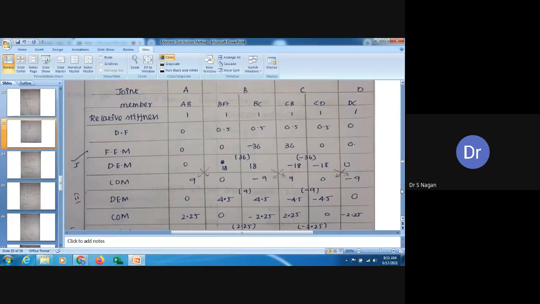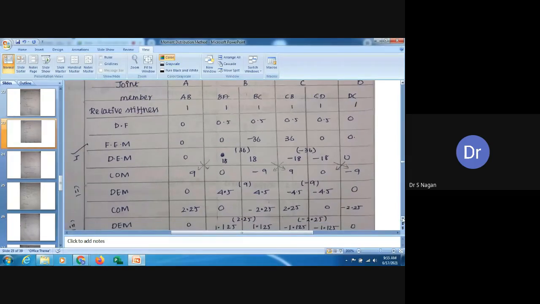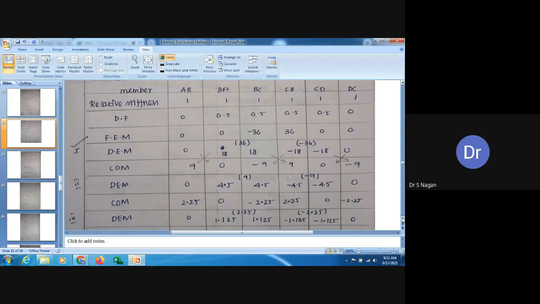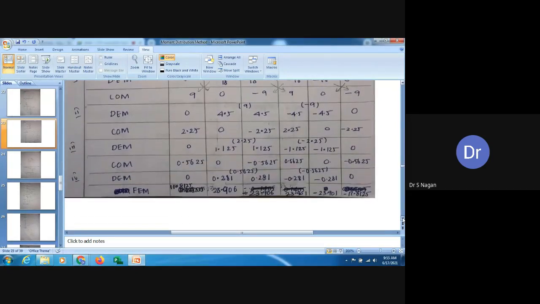Now, after final end moments, we should tell them how to draw the bending moment diagram. That is more important. How to draw the bending moment diagram.